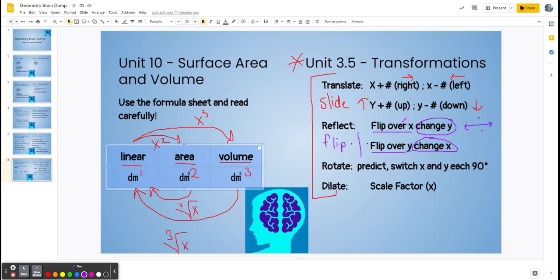So if you flip something over an x-axis, you keep the x and change the sign of the y. If you flip over the y-axis, you keep the y and you change the sign of the x. It just kind of makes sense if you think about it. If I'm flipping over a y-axis, it's got to move side to side. If I'm flipping over an x-axis, it's got to move up and down, so I have to change the y. If you reflect over the diagonal, this is y equals x, you just switch them.